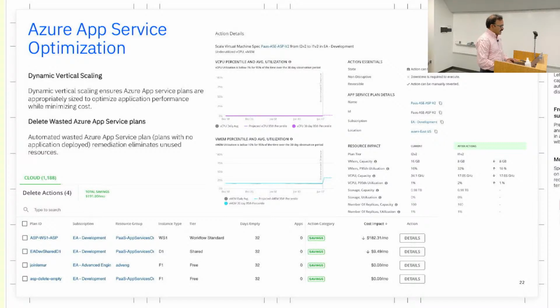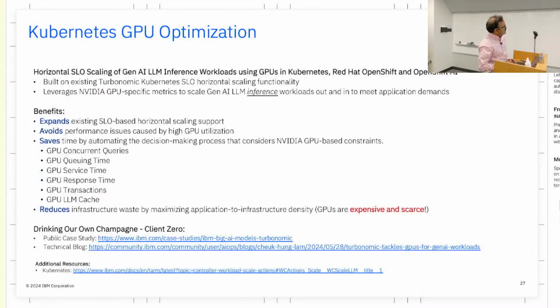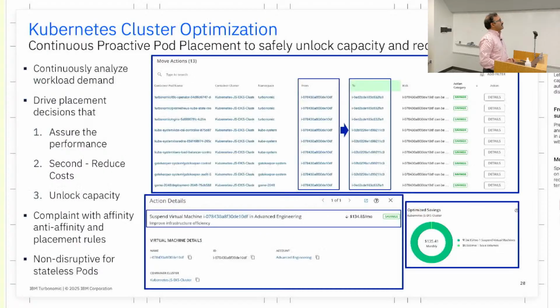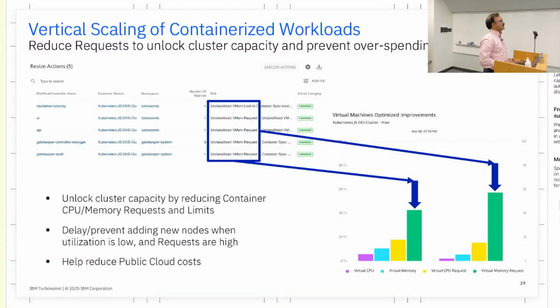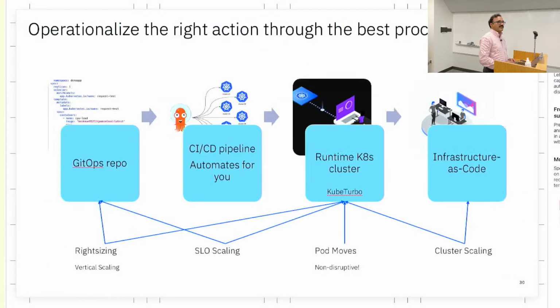With that, I'm going to quickly show a couple of screenshots. It can do GPU optimization and cluster optimization for Kubernetes, and it can do vertical scaling of container workloads themselves, and it can move containers into nodes that are not fully occupied within clusters.